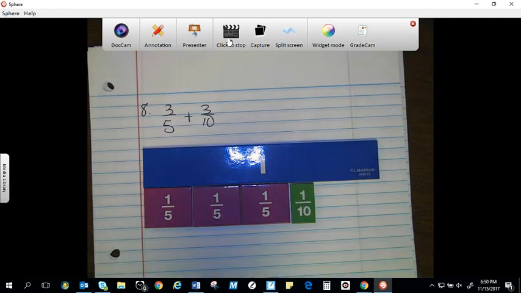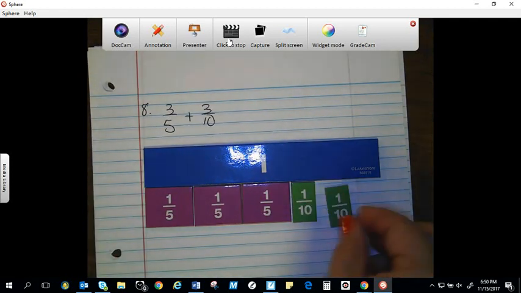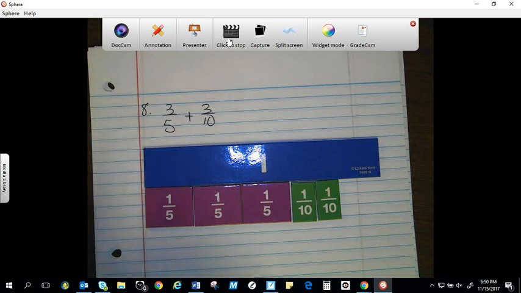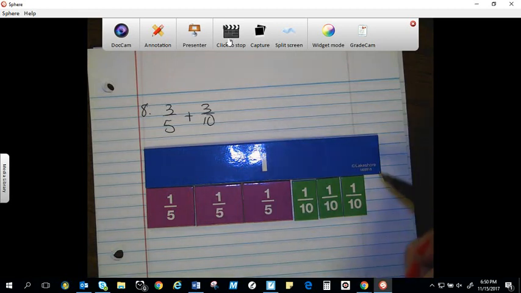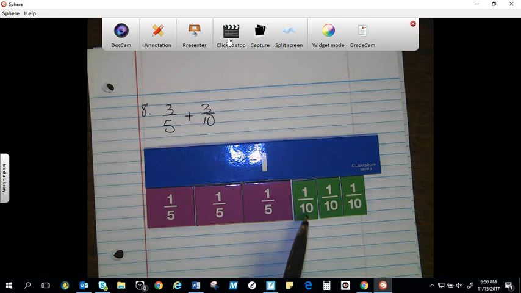That's 1/10, 2/10, 3/10. So you already know it's going to be what? Absolutely, just a proper fraction, less than 1 whole. Very good. Okay, so now let's look at this.